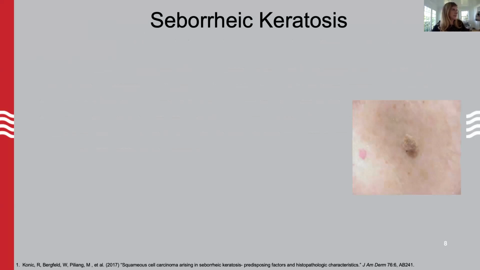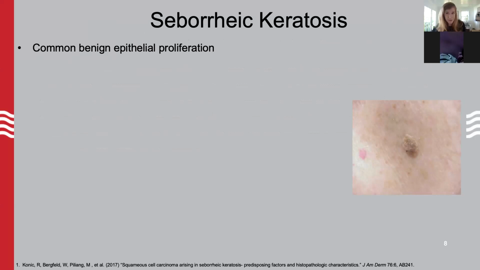Seborrheic keratoses are common benign epithelial proliferations. They have other names, so we call them SKs a lot. They can be called basal cell papillomas, senile warts, brown warts, wisdom warts, or barnacles. I kind of like wisdom wart.